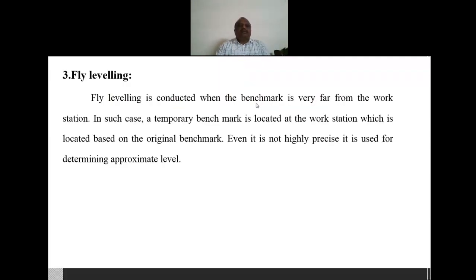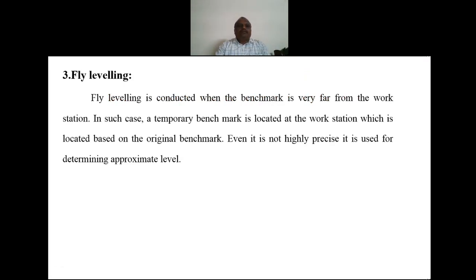In fly leveling, the conduction is used when the benchmark is very far from the workstation. In such cases, a temporary benchmark is located at the workstation, which is located based on the original benchmark. The main application of this fly leveling is shifting of benchmark from one place to another place, and also shifting of a permanent benchmark to nearby the project.